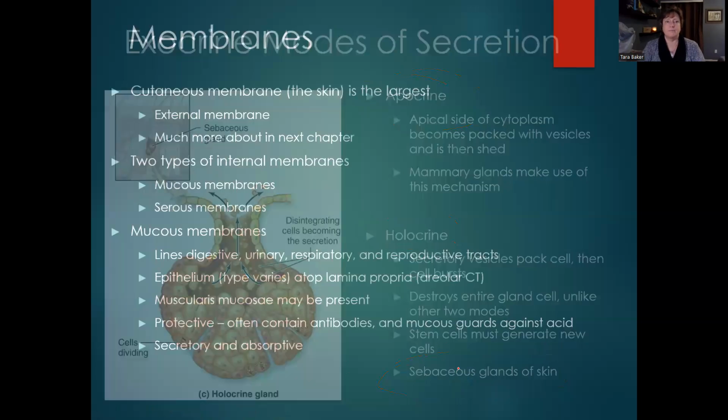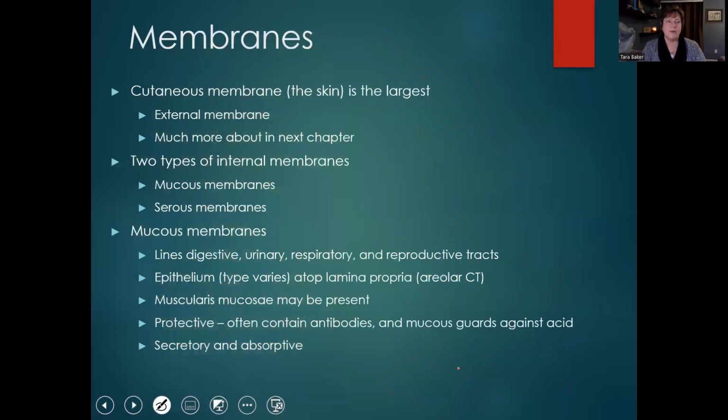All right. The next characteristic we want to talk about are the membranes. So membranes are throughout the body. We talked about that in the last chapter when we talked about cavities, and we talked about the serous membranes. Now we want to talk in general more about the other types of membranes that we'll find throughout the body. The first type of membrane is called the cutaneous membrane, and that is your skin. That is the largest organ that you have, because it covers your entire body. It is external. We will learn a ton about that in the next chapter.